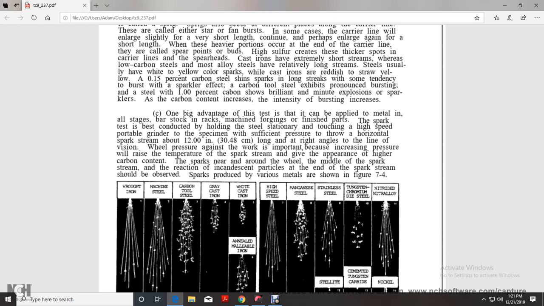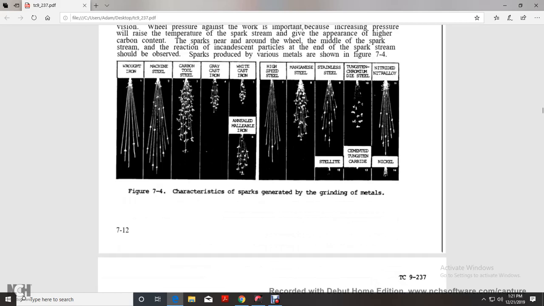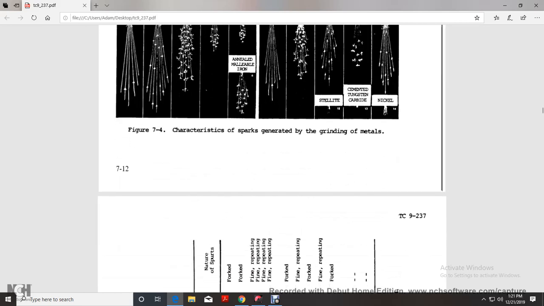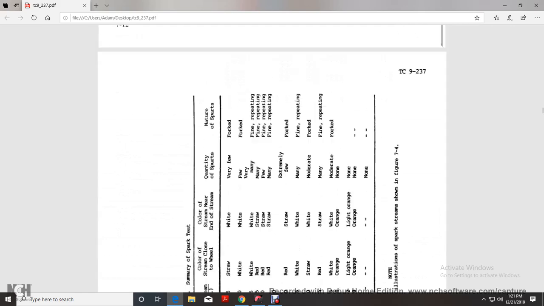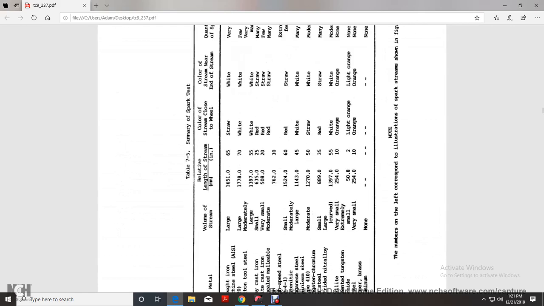It is important to note that increasing the pressure on the wheel raises the temperature of the spark stream, giving the appearance of a higher carbon content. The sparks should be observed near the wheel, in the middle of the stream, and at the incandescent particles at the end of the spark stream. The sparks produced by various metals are shown in figure 7.4, which shows the characteristic sparks generated by grinding of the metals. And table 7.5 shows the summary of the spark test.